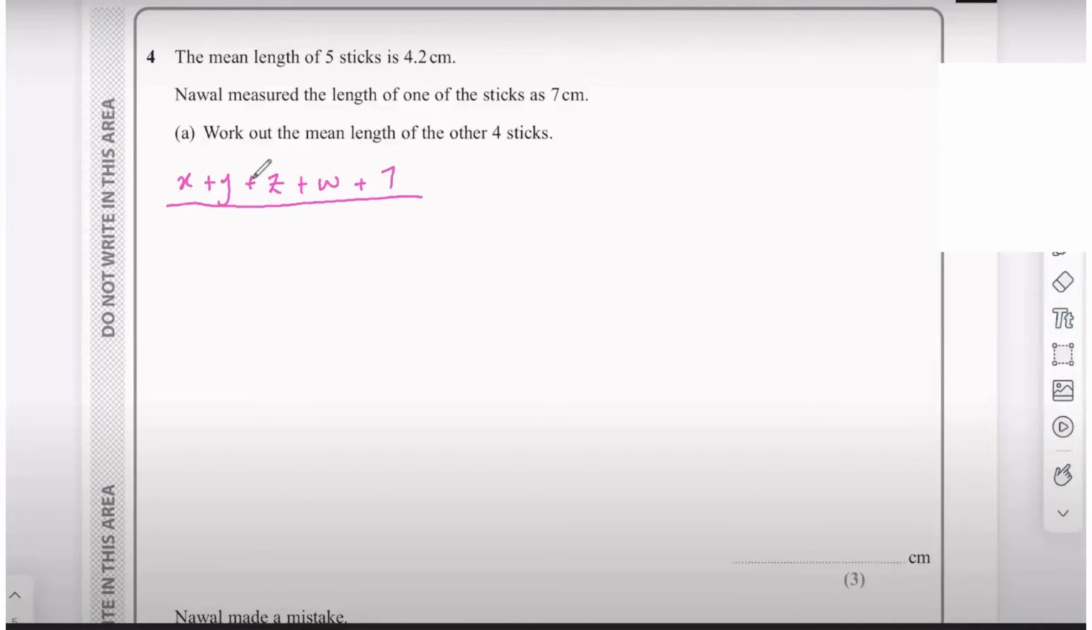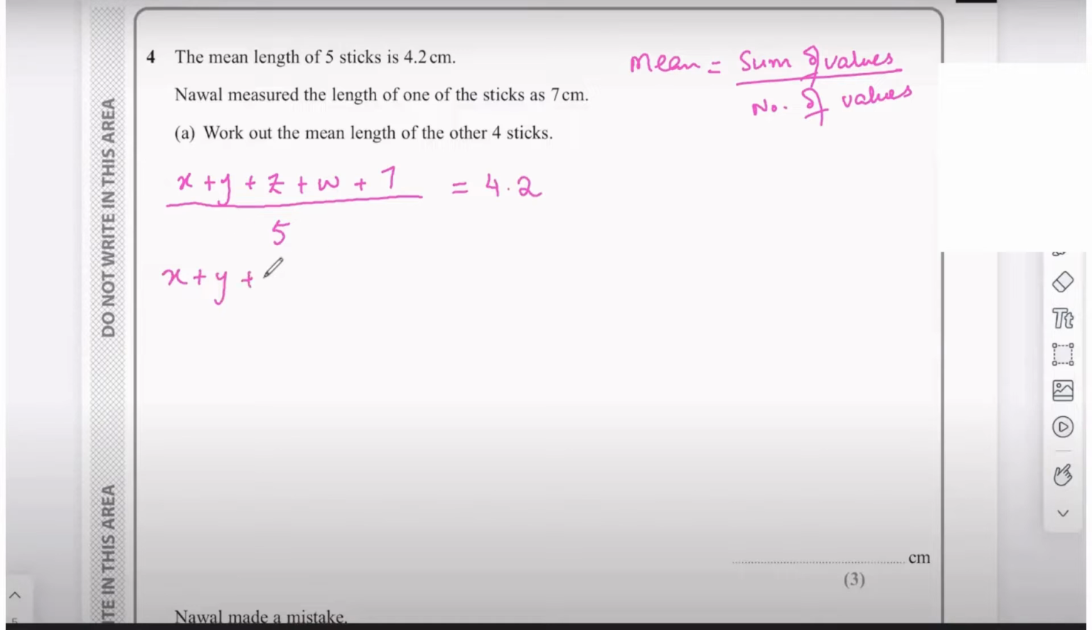Since there are 5 sticks, we divide their sum by 5, because the mean is the sum of values divided by the number of values. So the number of values is 5, the sum is this, and this equals 4.2. Now we cross multiply to get rid of the fraction. So the numerator over here will be x plus y plus z plus w plus 7 equals 5 times 4.2.